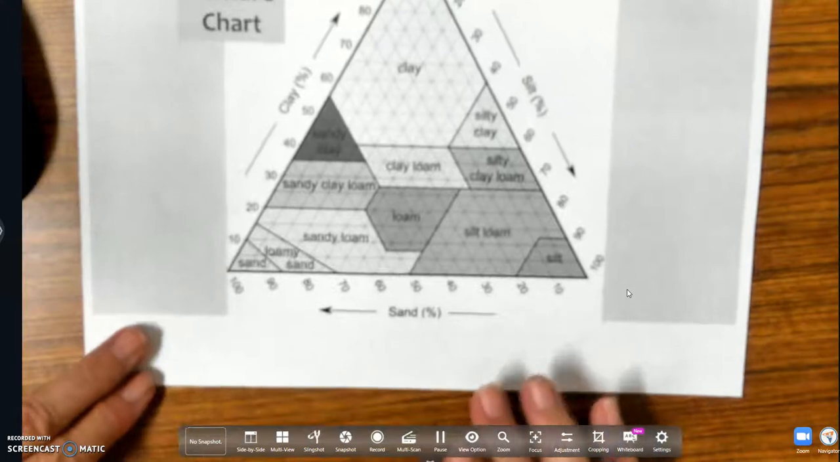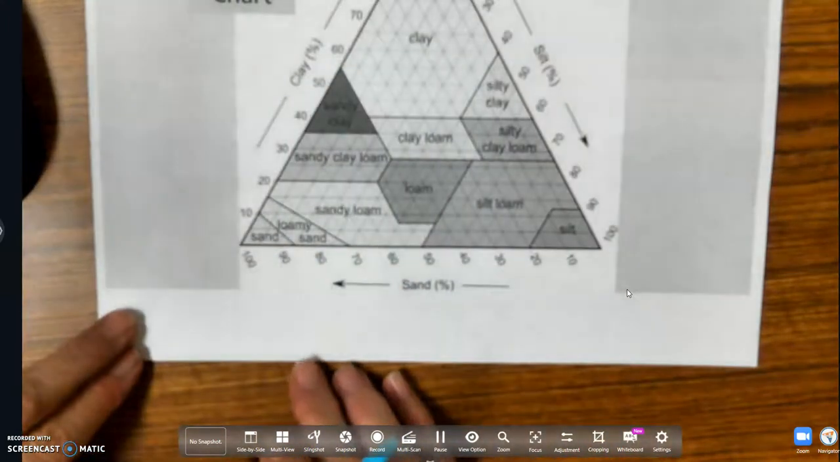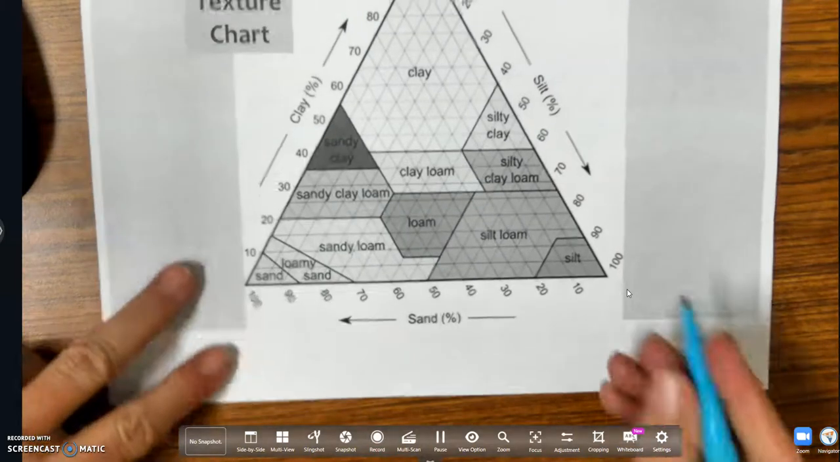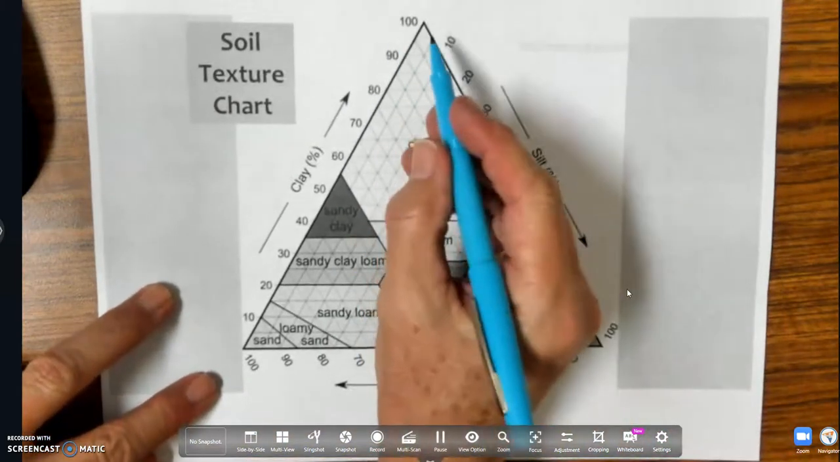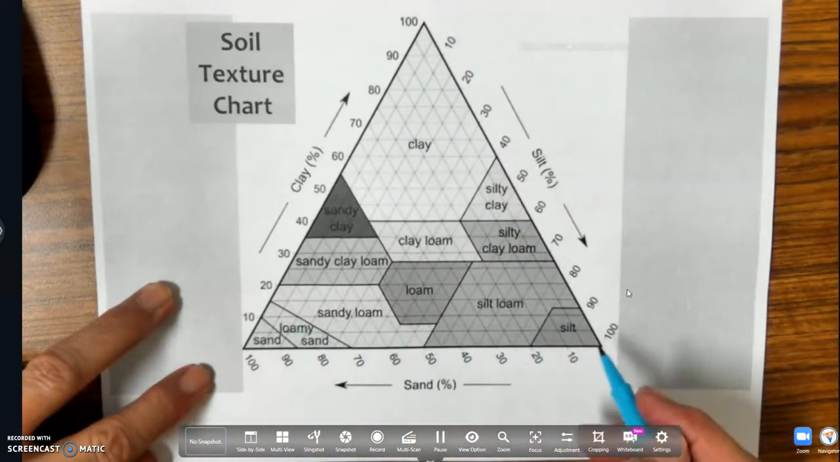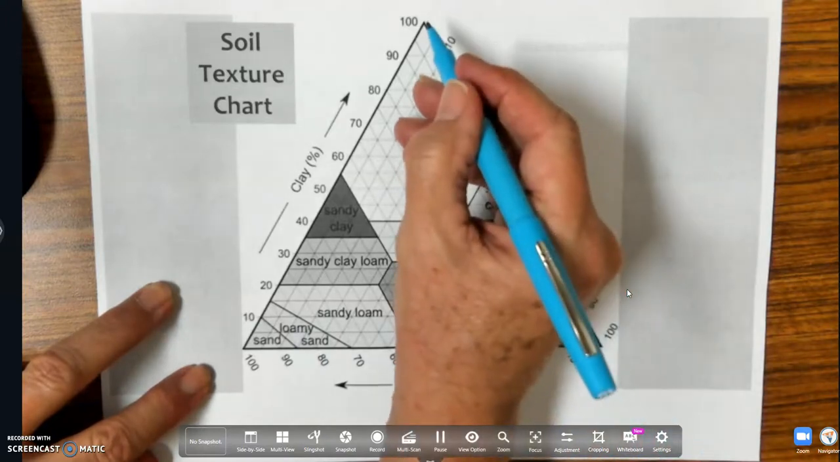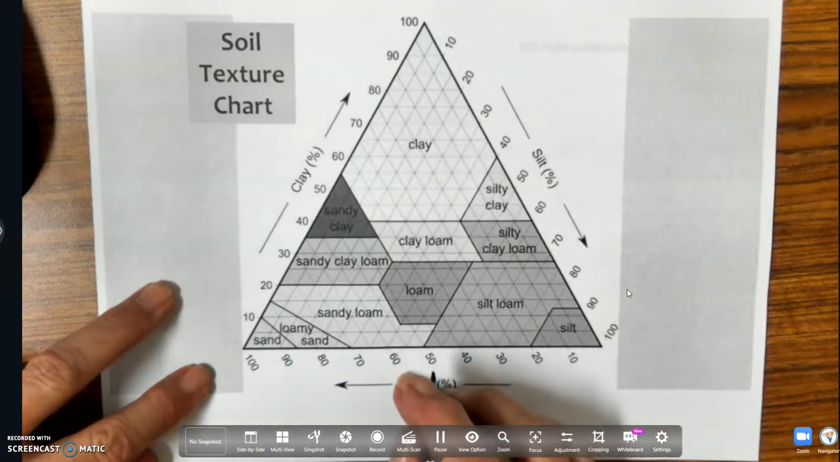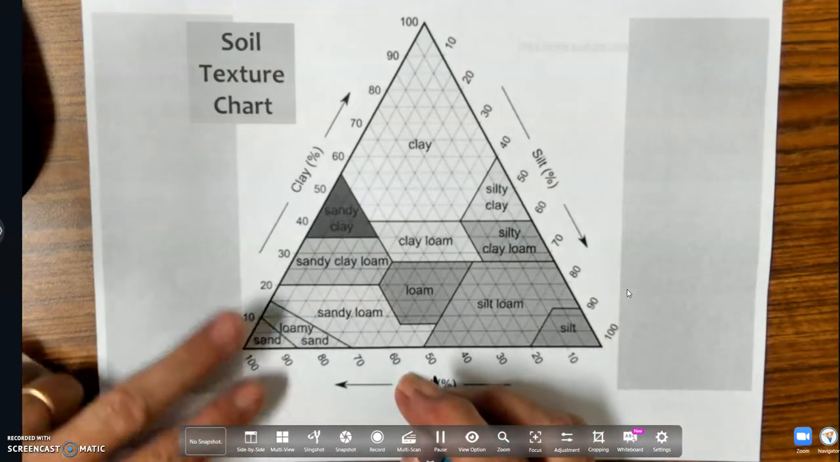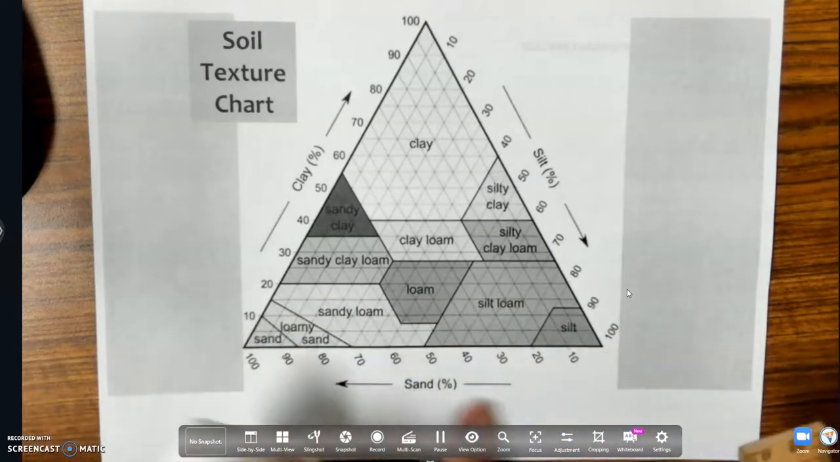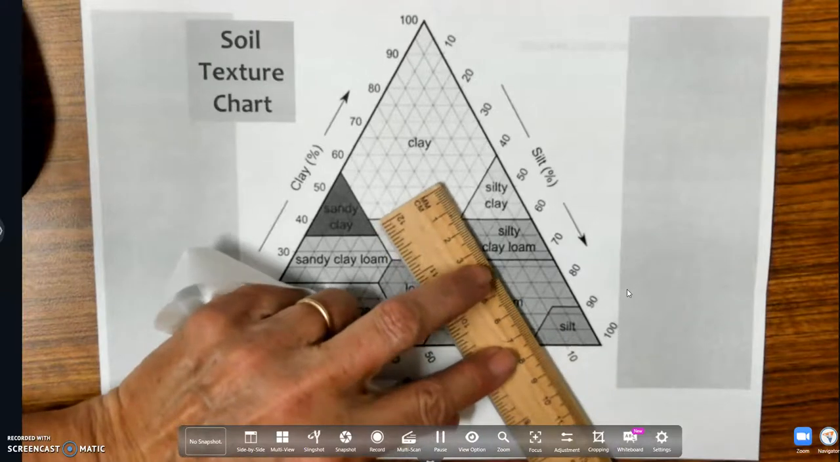Okay, now that I have these values, what I can do is go to what's called a soil texture chart. The soil texture chart will tell me what kind of soil I have. If you notice, at the corners of the triangle, I have 100% silt, 100% clay, and 100% sand. So I'm going to start with sand, and I said that I had 16% sand. I'm going to take my ruler on the sand line.